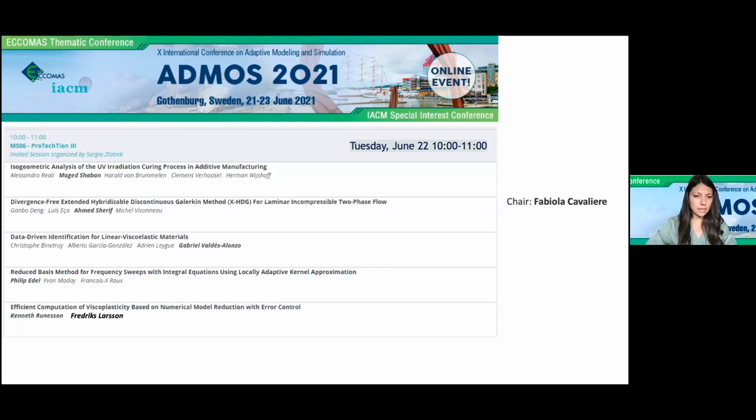So now it's the presentation from Philippe Edel, from the French Aerospace Lab and Sorbonne Université in Paris. The title of this presentation is Reduced Basis Method for Frequency Sweeps with Integral Equations using Locally Adaptive Kernel Approximation.